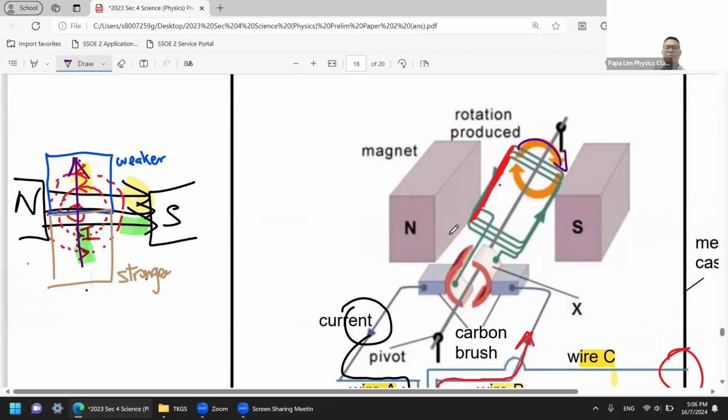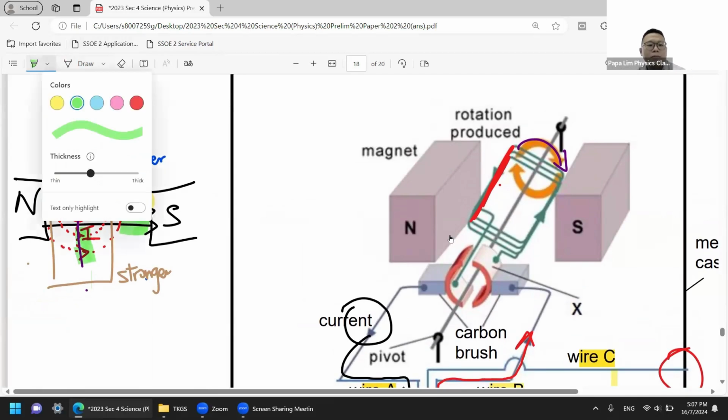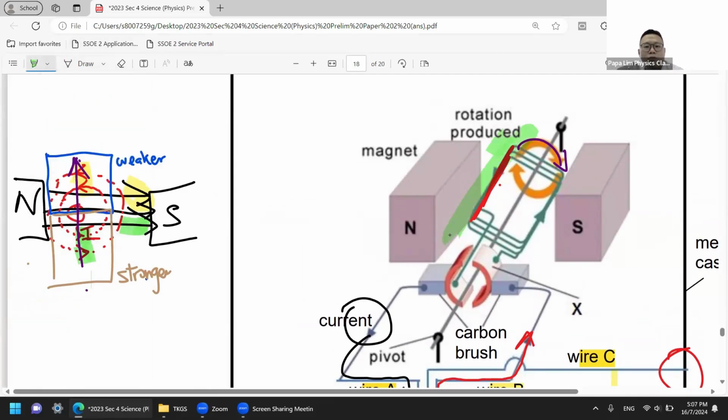If you look at this particular side of the wire, the left-hand side of the wire here, you'll find that the induced force will be exerted onto the wire upwards. And if you do it for the opposite side of the wire, you'll find that the induced force will be pushing downwards.